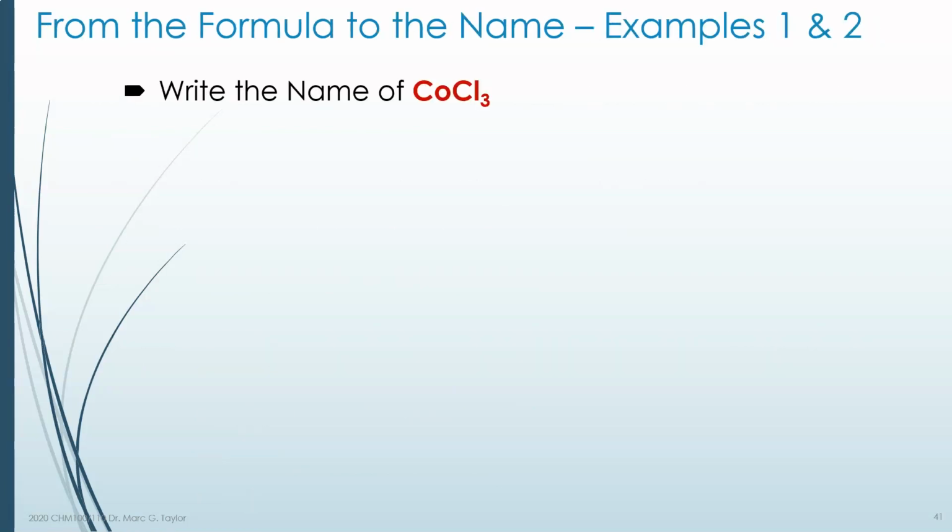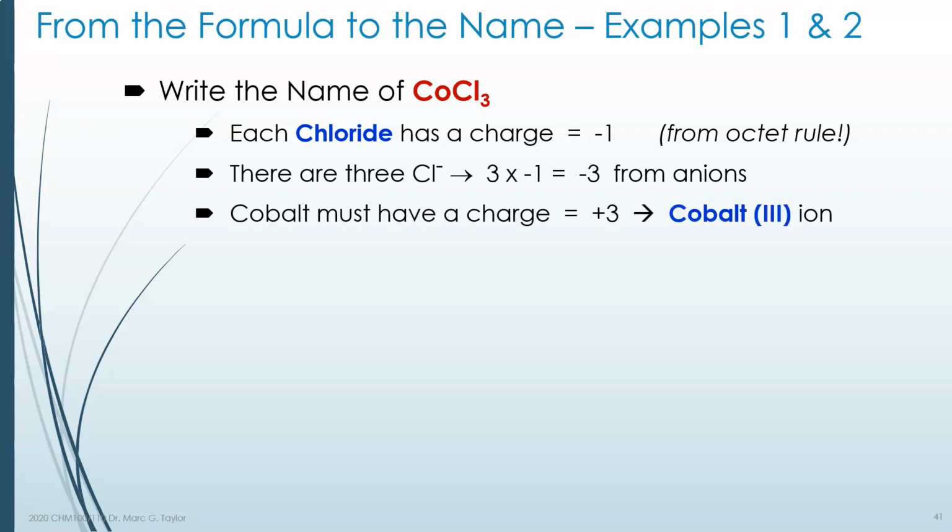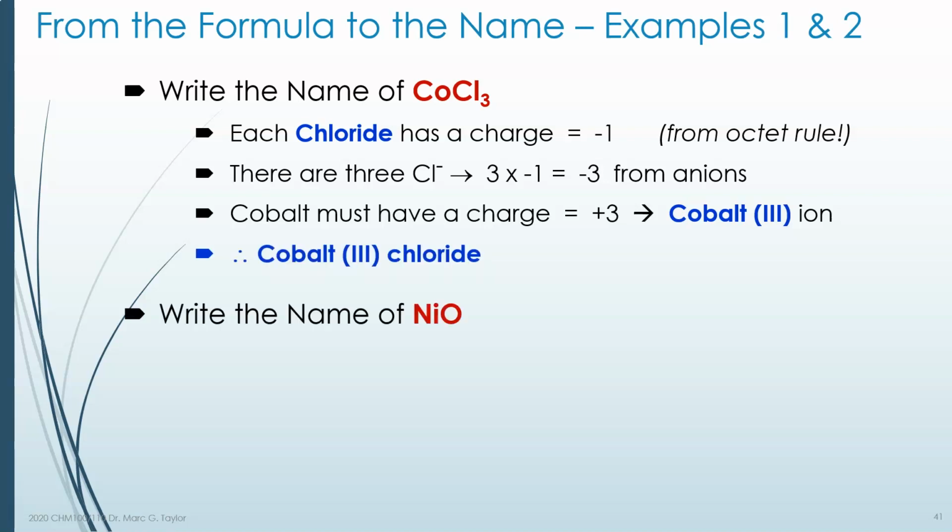So here are a few examples. CoCl3. We already worked through this. Each chloride is -1, but we have 3, so that's 3 negative charges. That means the cobalt must have a +3 charge, so that's a cobalt-3 ion. Well, we have a cobalt-3 ion with chloride ions, and we're not worried about how many there are. We just know it's made of cobalt-3 ions and chloride ions. Therefore, the name is cobalt-3 chloride.